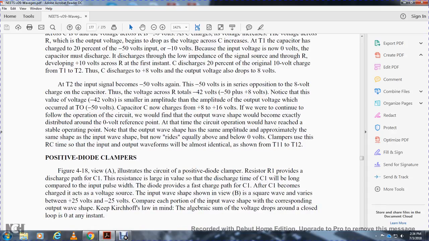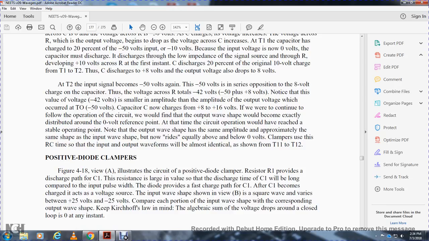At time interval 2, the input signal is again negative 50 volts, in series opposition with the 8 volts charge of the capacitor, so the voltage across the resistor is negative 42 volts. Notice that this value, negative 42 volts, is smaller in amplitude than the output wave voltage at time interval 0, which was negative 50 volts.